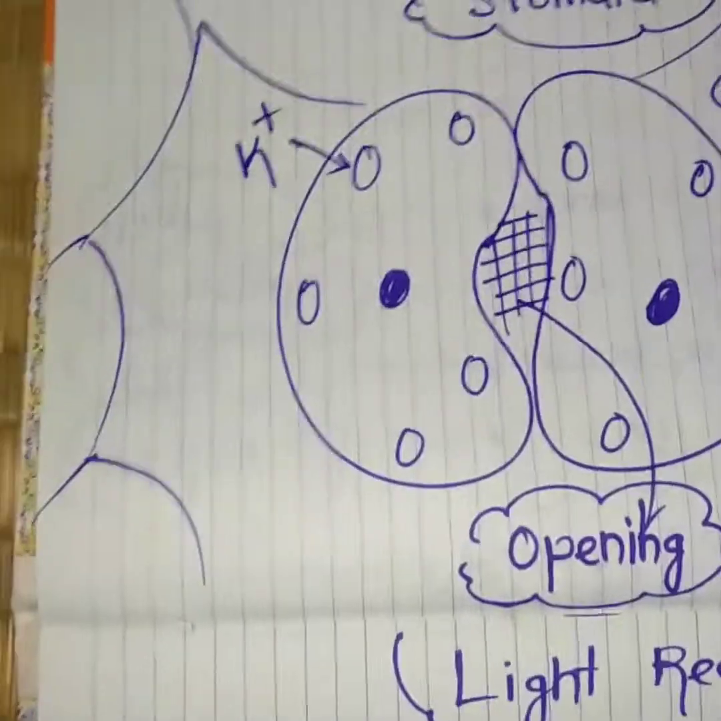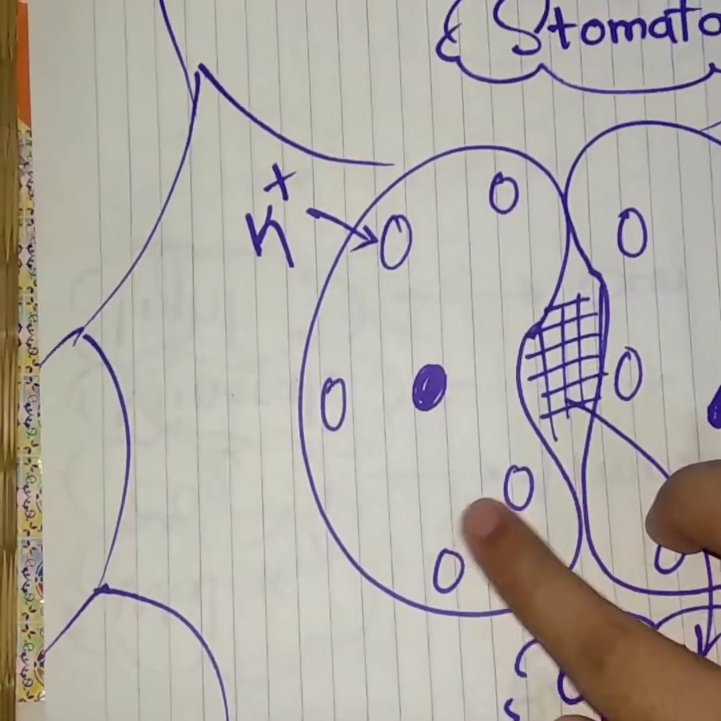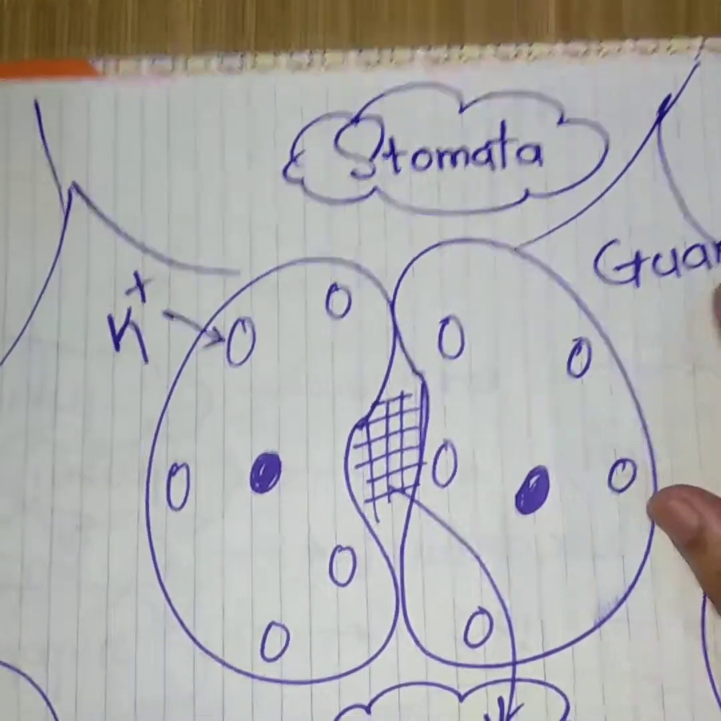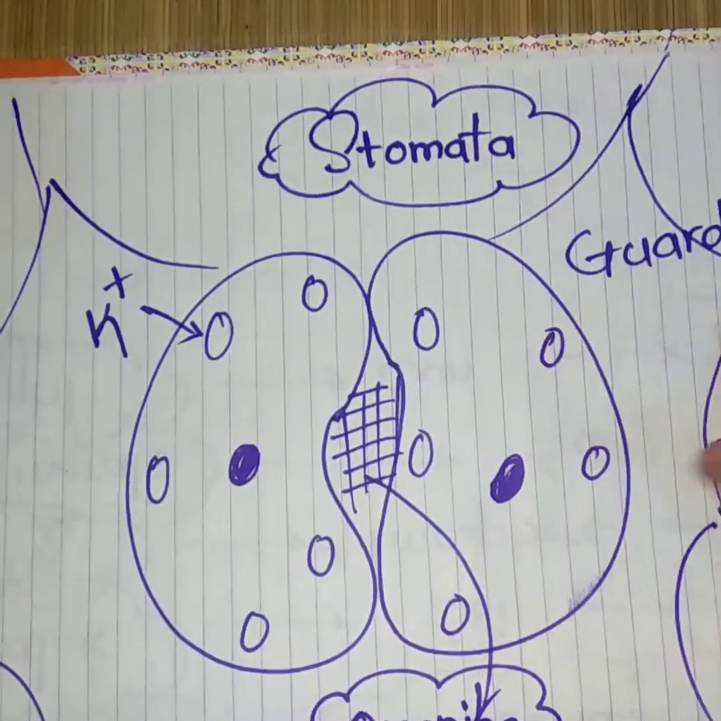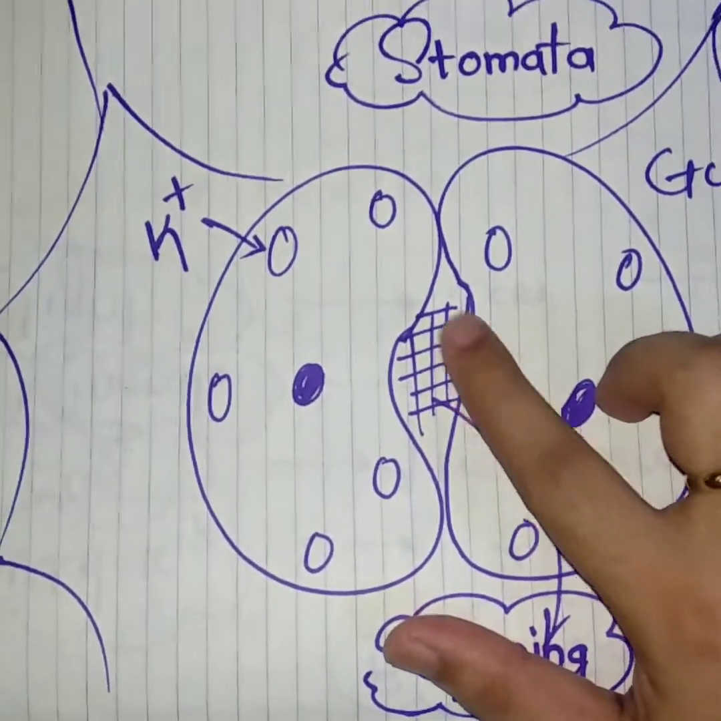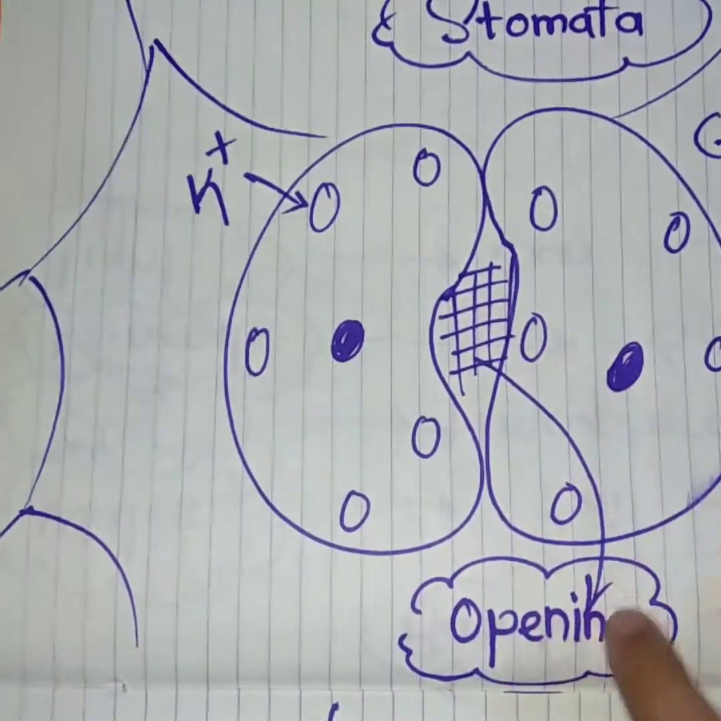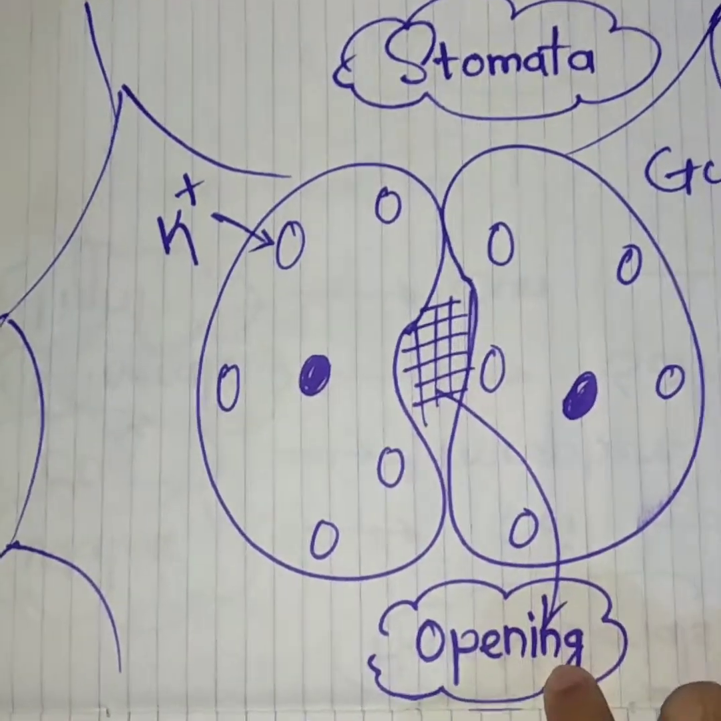So it looks like this: two bean shaped cells, which are known as guard cells. They are responsible for the opening of this pore. This pore is known as the stomatal pore. Clear?